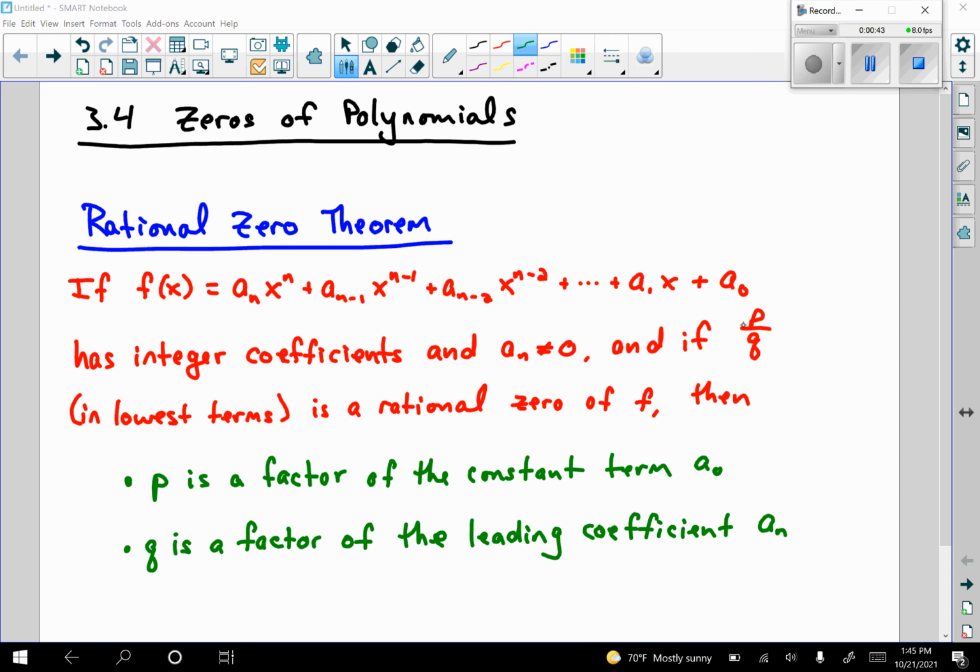And if, and I'm going to explain this, p over q in lowest terms is a rational zero of f, then p is a factor of the constant term. So we get p from the last number here, and q is a factor of the leading coefficient a sub n. So q would be factors of our very first term.